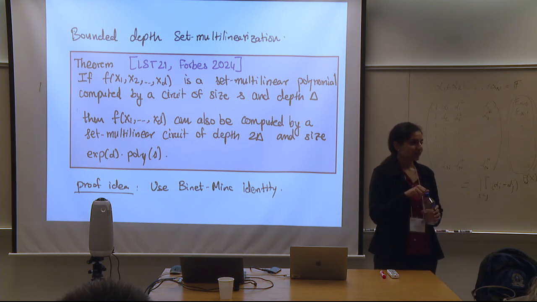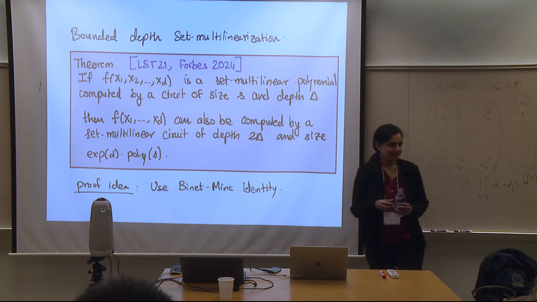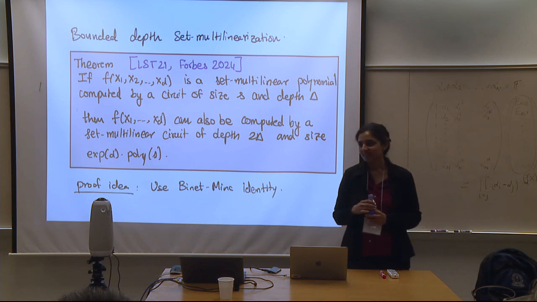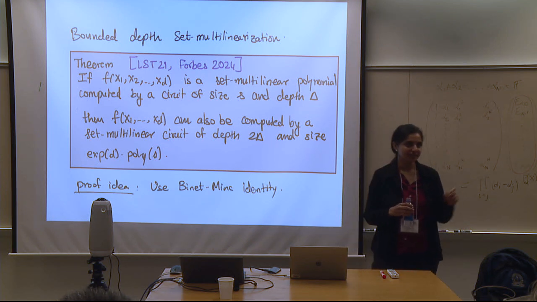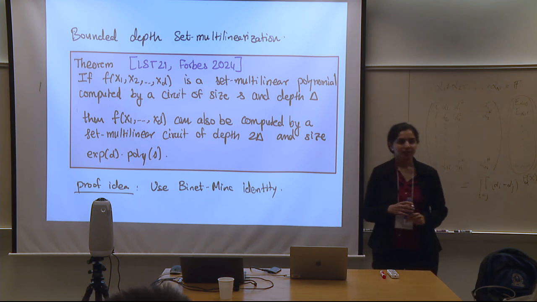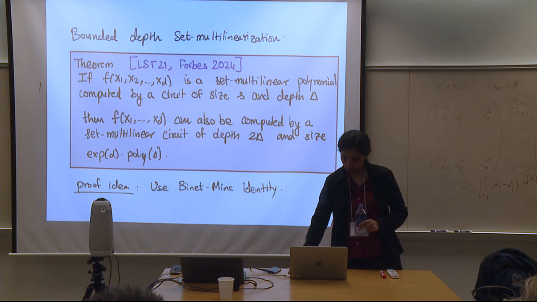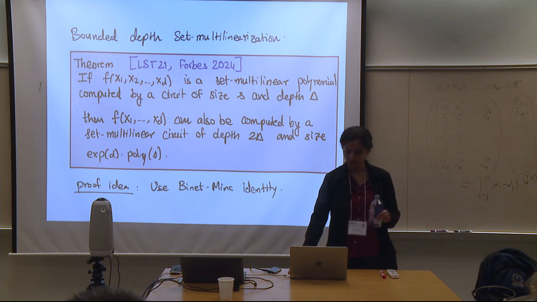Yes? Is it easy to write? What is the Cauchy-Binet identity? I would encourage you to just look it up online. It is a bit of a mess, but okay. It's kind of like taking some subdeterminants. Okay. So that's about set multilinearization and homogenization.